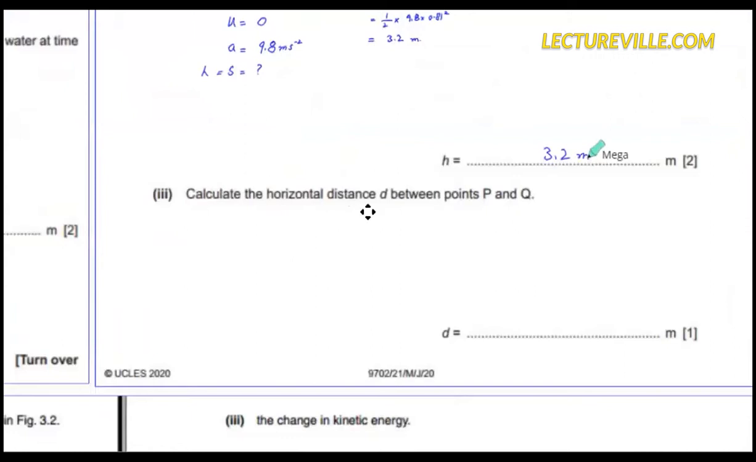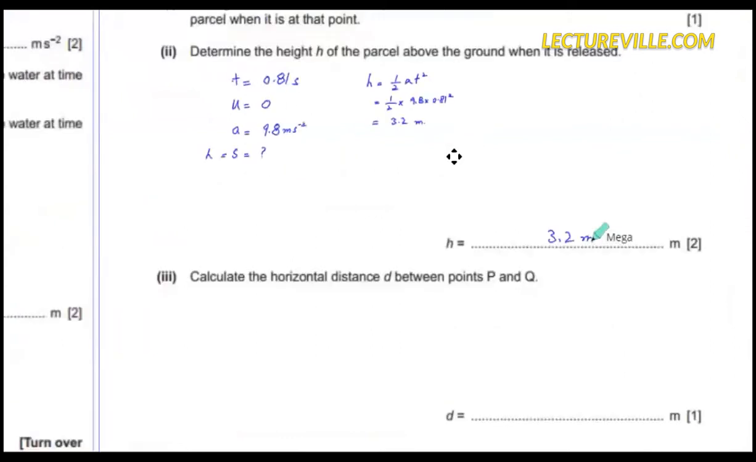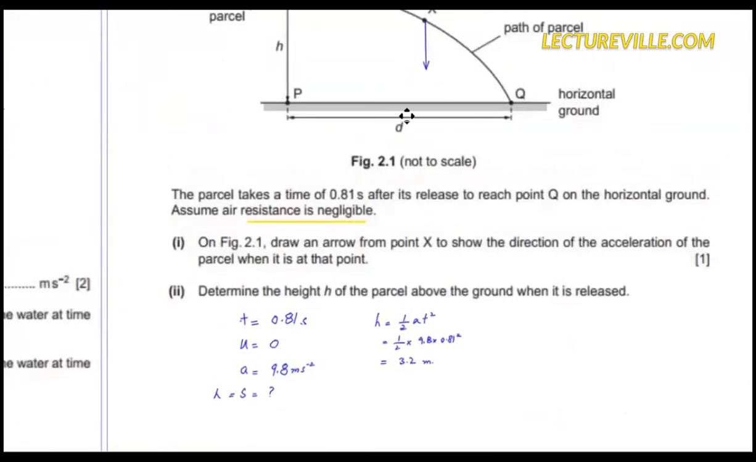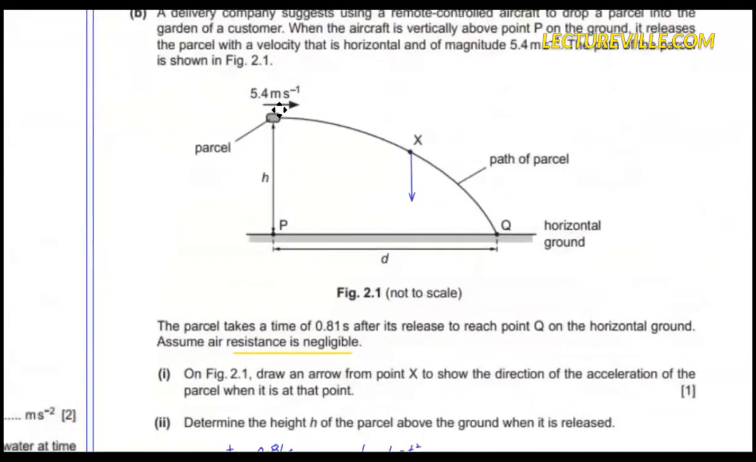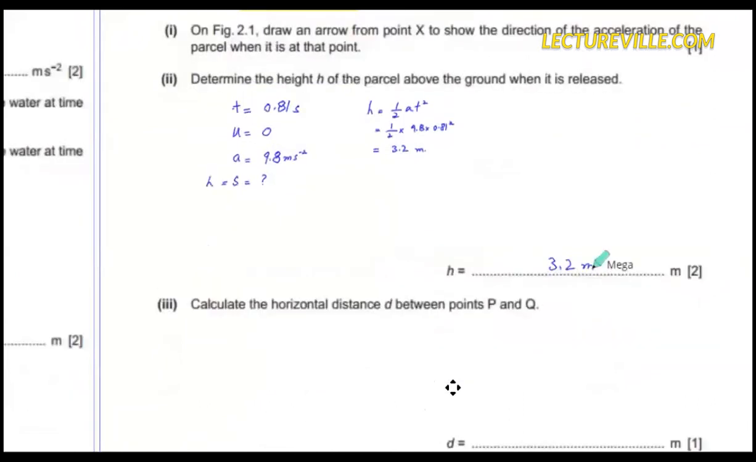Calculate the horizontal distance d between point P and Q. Now we need this horizontal distance d. Remember, the object is going without air resistance, so there will be no effect on the horizontal velocity. Listen, if there is no air resistance, then there is nothing which is slowing the object down, and there is no reason for the object to speed up because there is no thrust provided to the object. So the object will neither speed up nor slow down, so we can use the constant speed formula for this one.